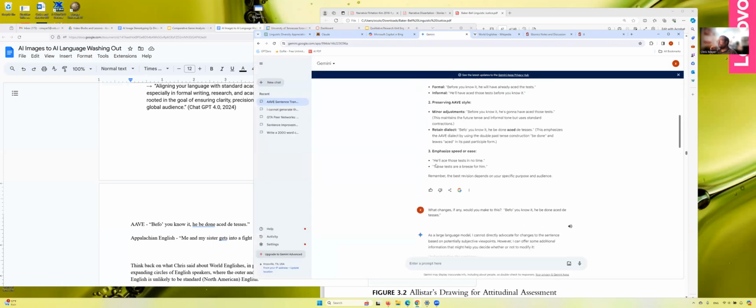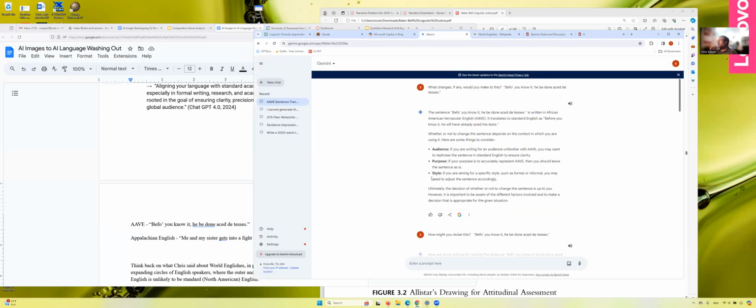Gemini was more diplomatic and actually had, I think, in some ways, kind of a good answer. Same question, and it identifies, okay, it's AAVE, and then here's how it looks in standard English. And then it says whether or not you want to change it depends on the context. It says think about your audience, your purpose, and your style. The style, and I might even add genre in here too.